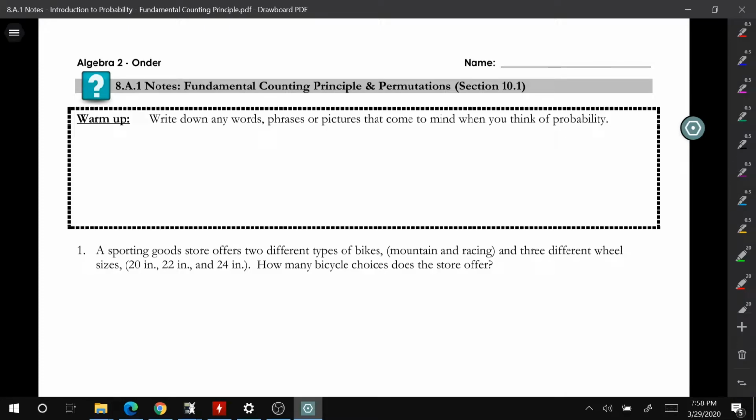Alright, so Unit 8 is about probability and statistics, and some of this stuff might be a little bit of a review for you, which is great. That means that we can then take those ideas and extend them a little bit.